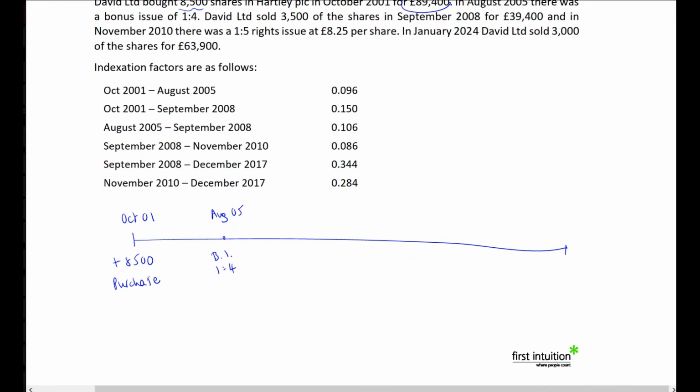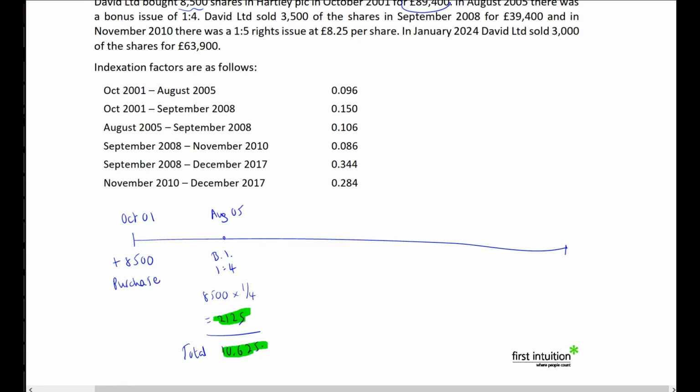Well, it means for every 4 shares that we had before, we get another 1. So we had 8,500 before, and we get 1 new one for every 4 that we owned. So we get an extra 2,125. So that gives us a little subtotal of our shares now. The 8,500 we had before, we've now got 10,625 shares. So I'm jotting down my bonus issue, I'm making a note of how many extra shares that was, and I'm making a note of how many shares I've now got in total.